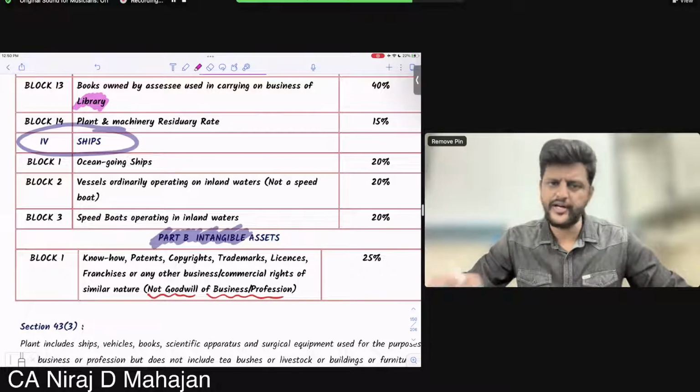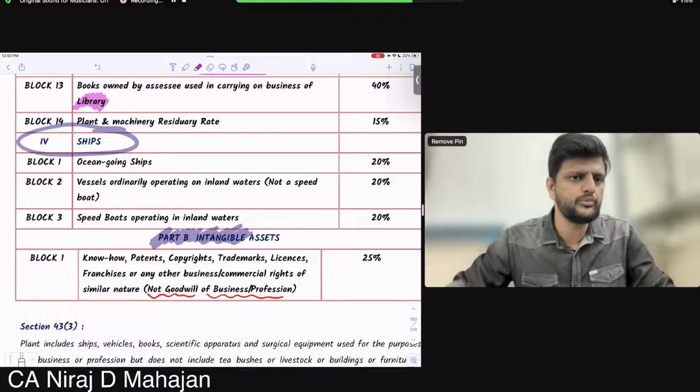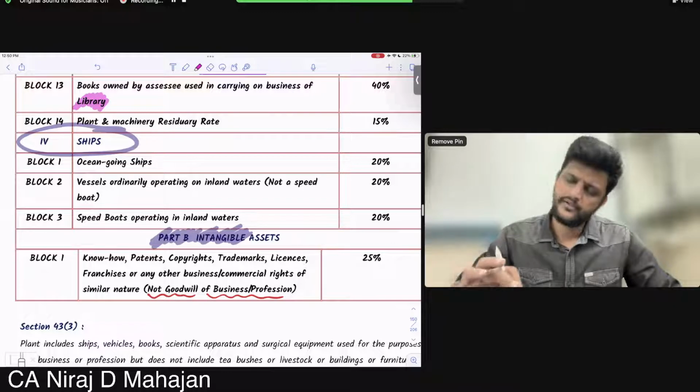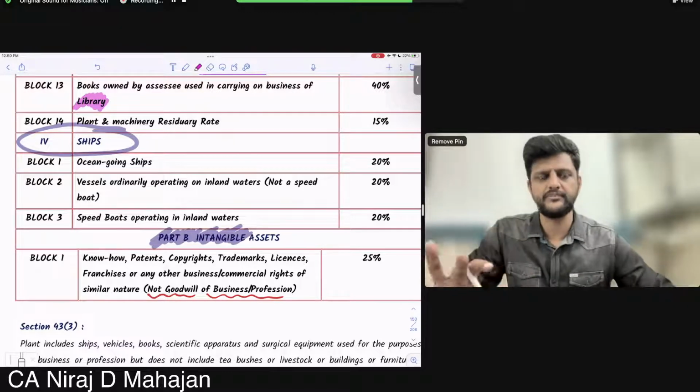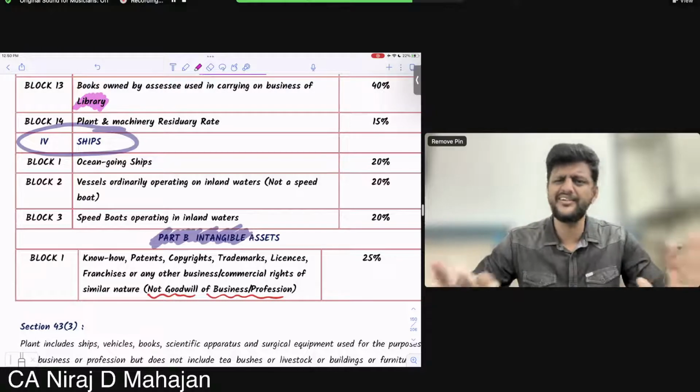Plant and machinery, residuary rate 15%. Residuary means if it is not falling in block number 1 to block number 13, anywhere it is not falling, so the department has given a separate block of 15%. Clear? Ships. Next block.